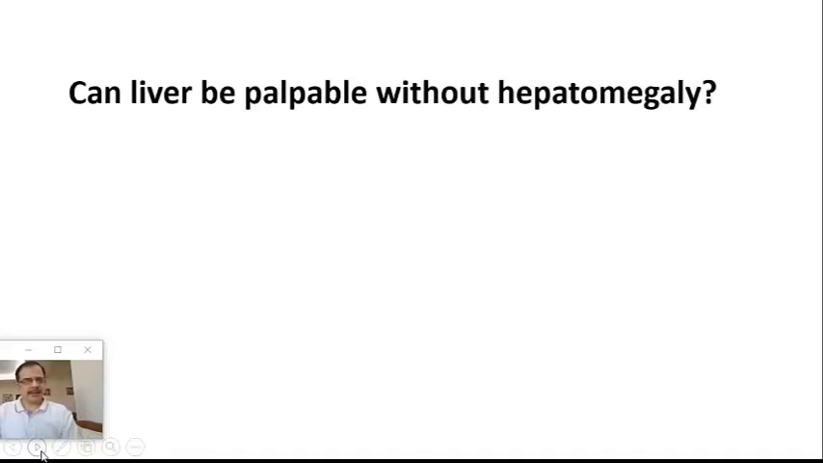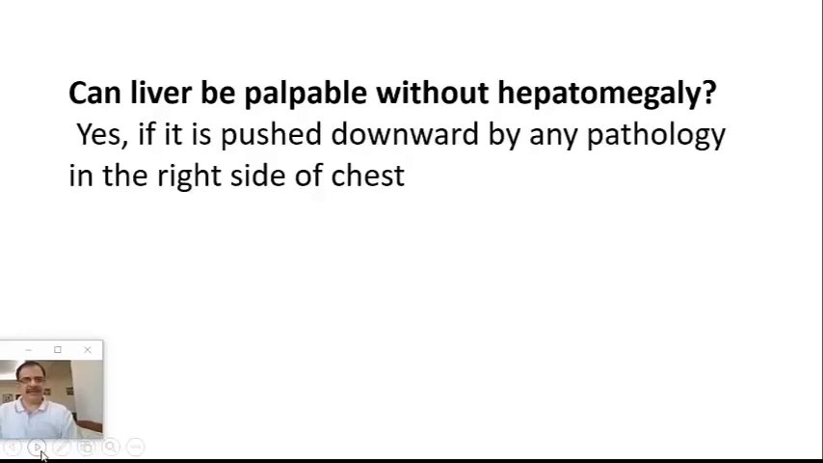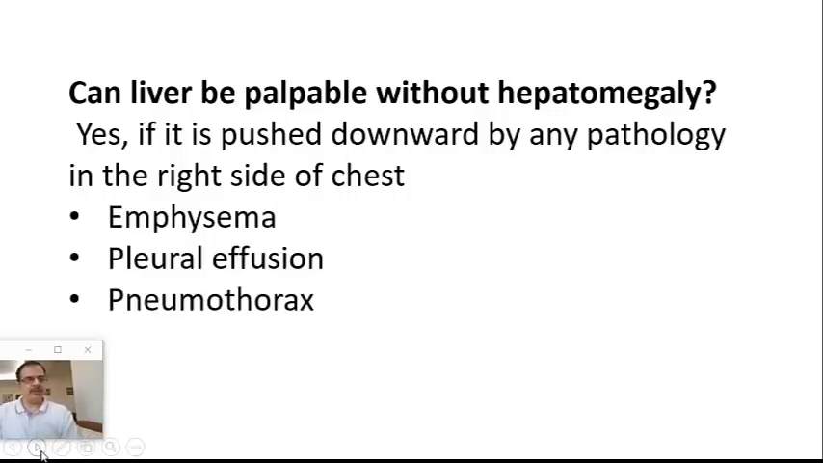Now, can the liver be palpable without hepatomegaly? Is it possible that the span is okay but it is palpable? Yes. If it is pushed downward by any pathology in the right side of the chest, those pathologies will push the liver downward: emphysema, pleural effusion or pneumothorax. They will push the liver downward.